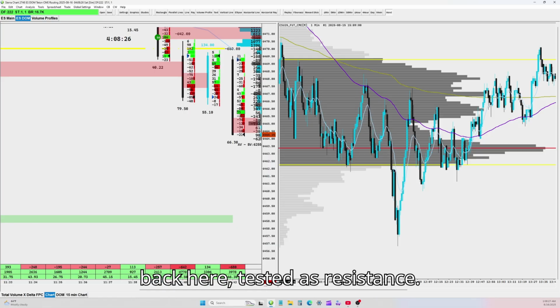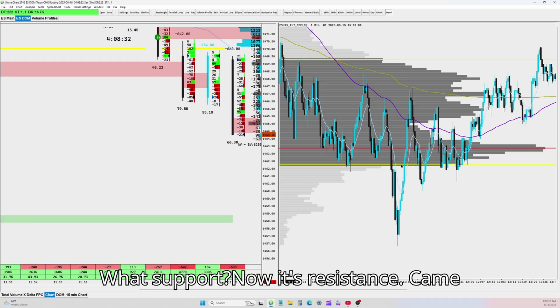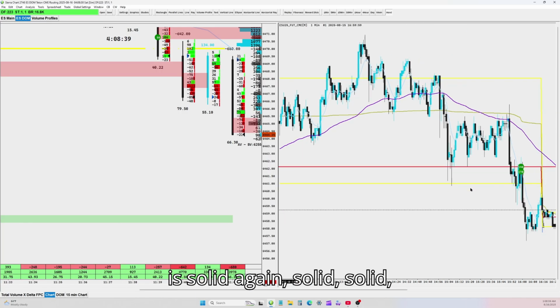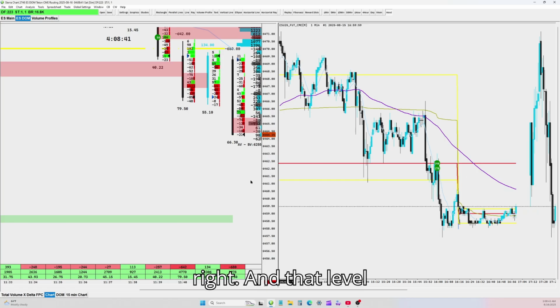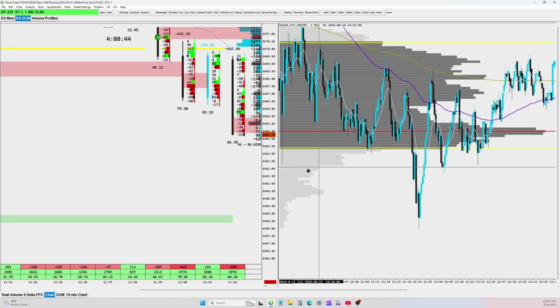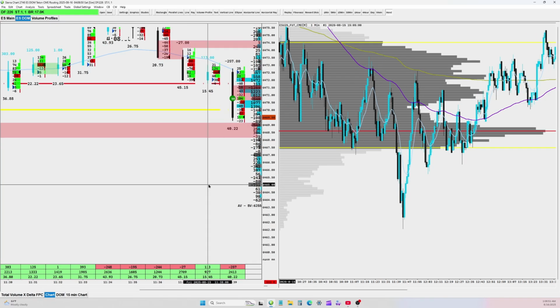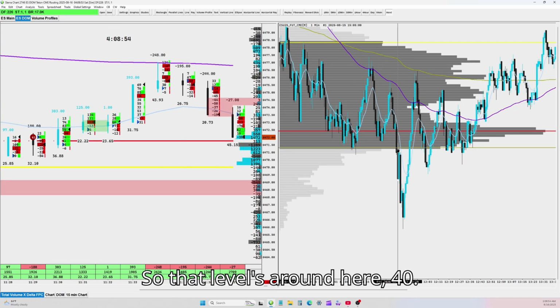Came back here, tested as resistance. It was support. Now it's resistance. Came back up again, tested, held this level solid again, right? And that level is 45. Where's that? Oh, so that level is around here, 40.